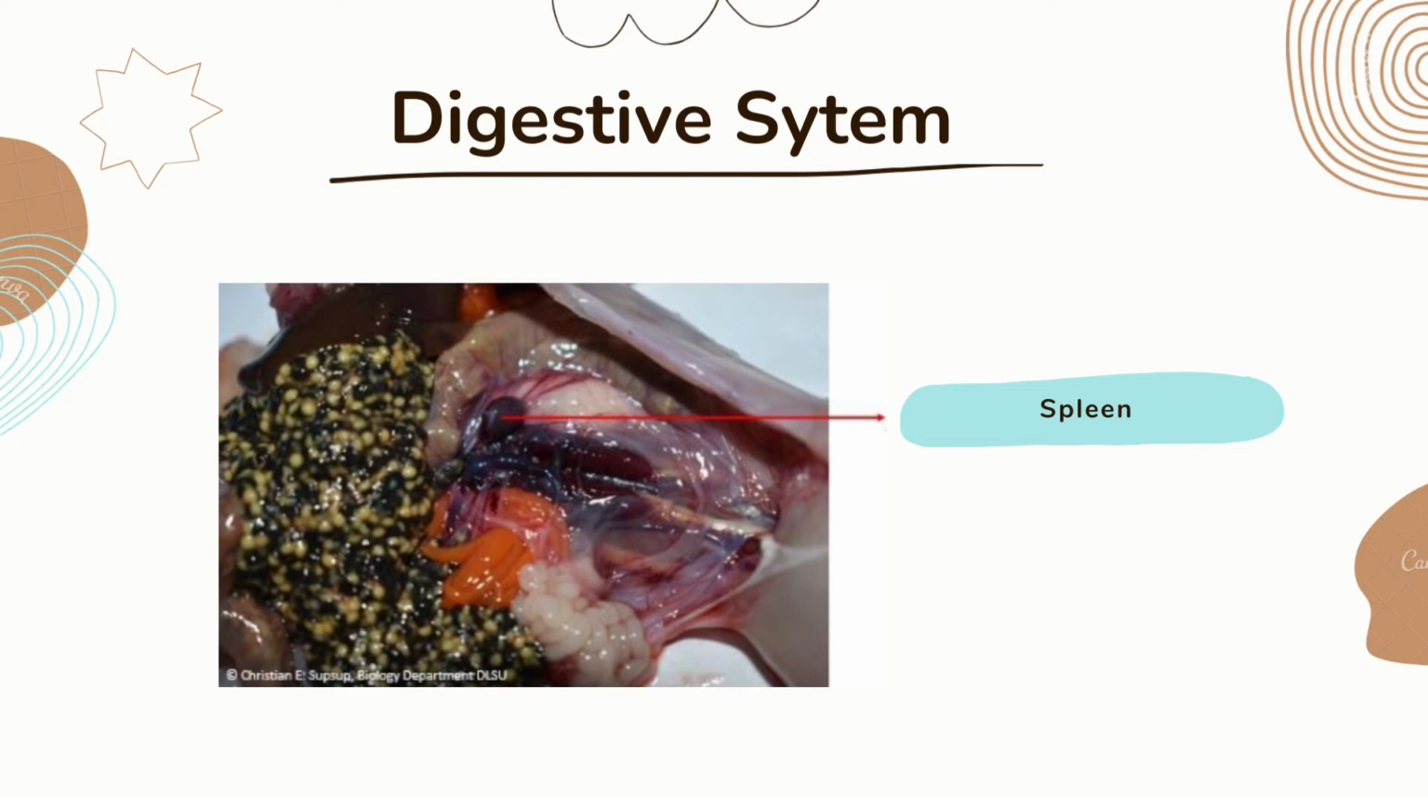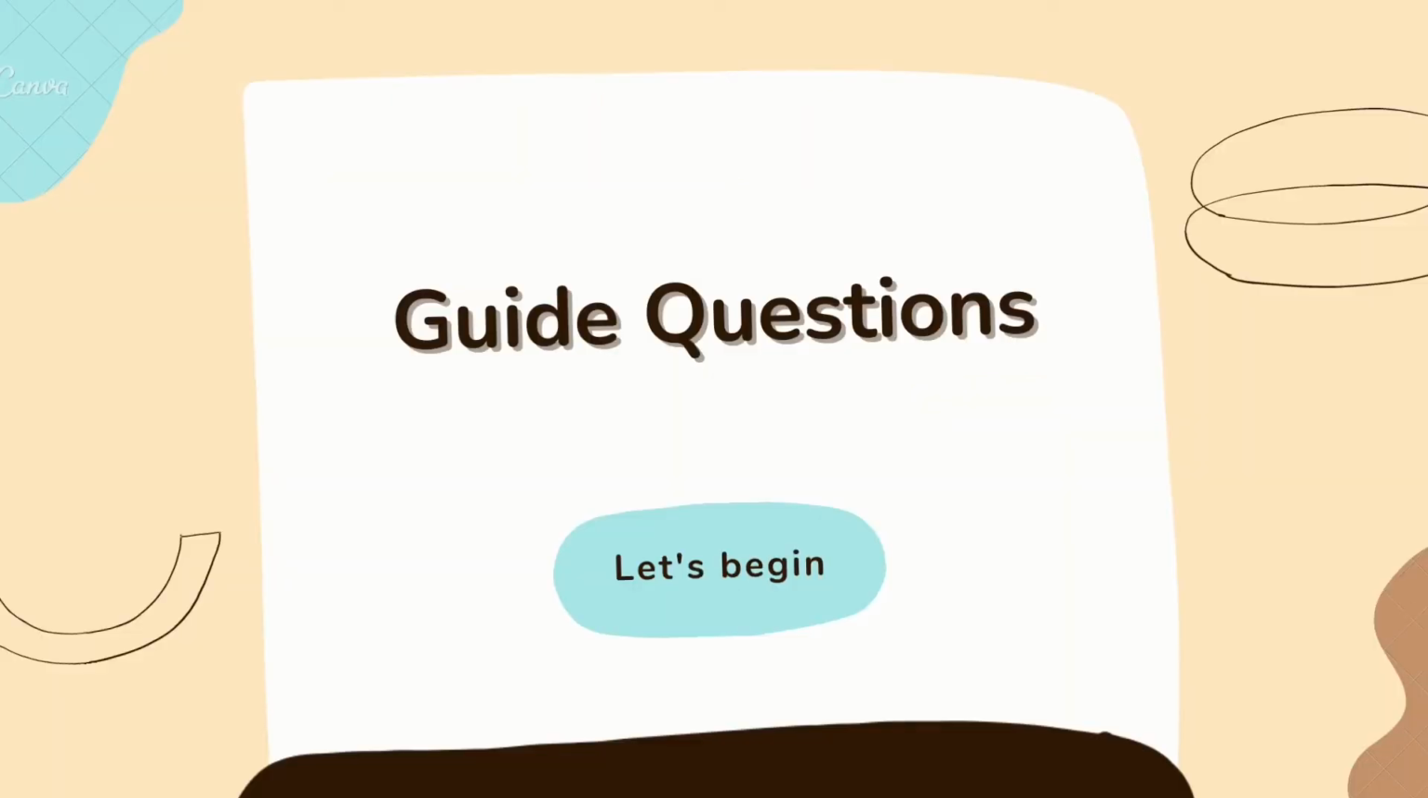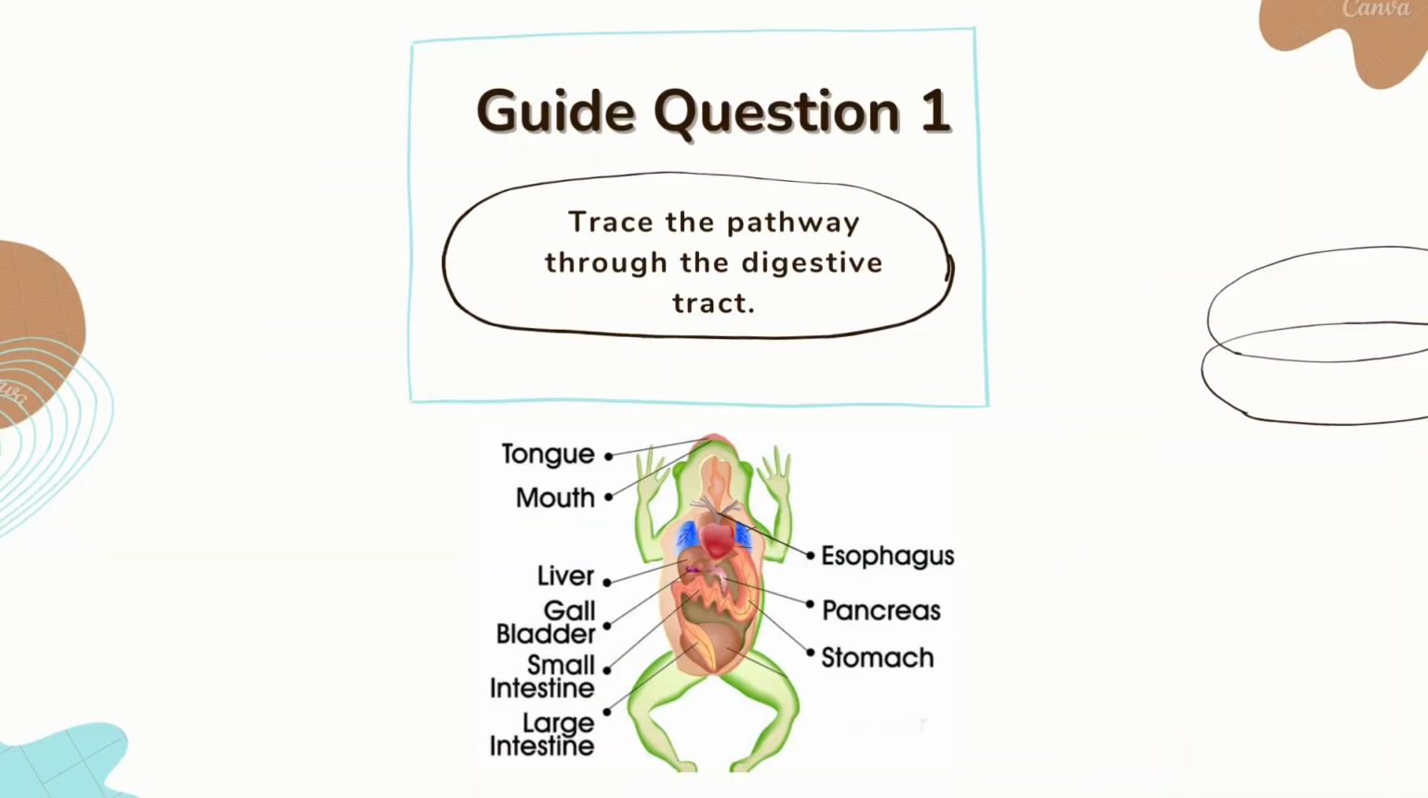The spleen was always thought to have no function. However, recent research shows that the spleen might have roles in fighting germs in the blood and introducing healthy bacteria to our system. Next, we will be answering the guide questions.